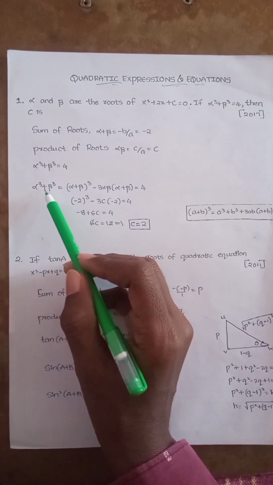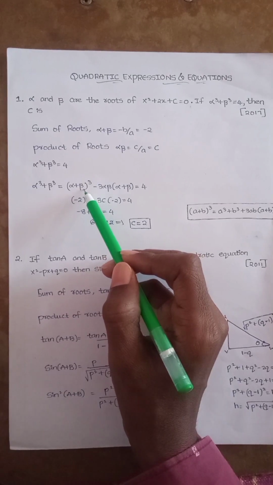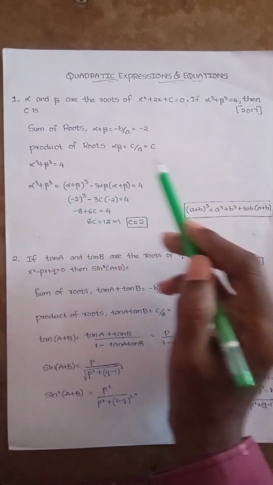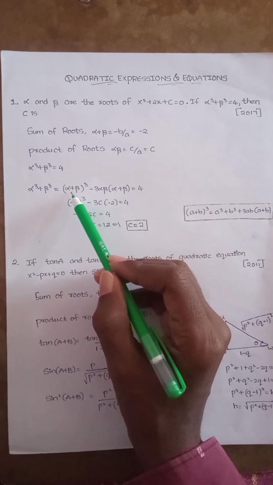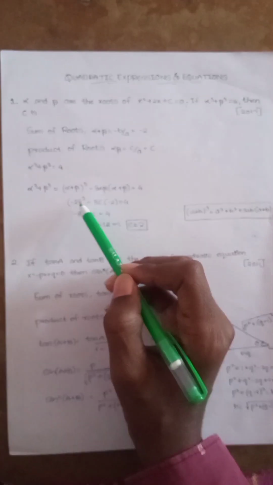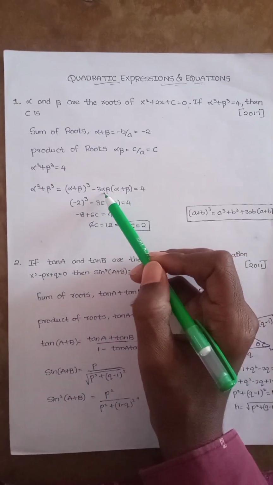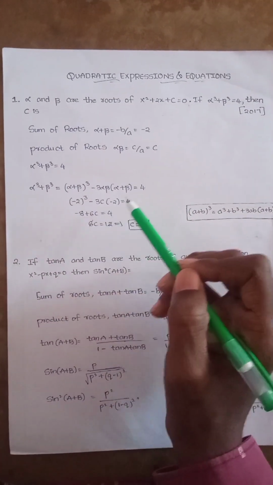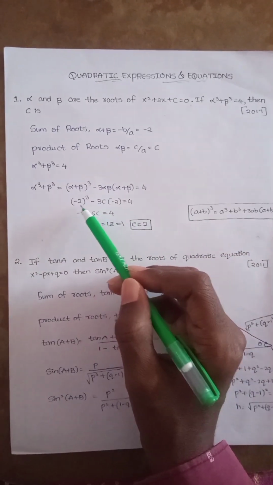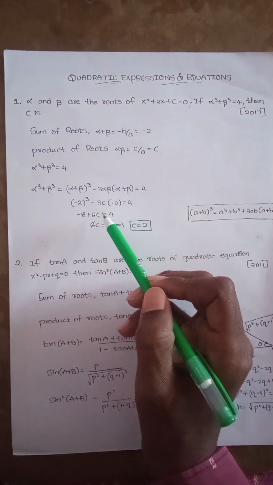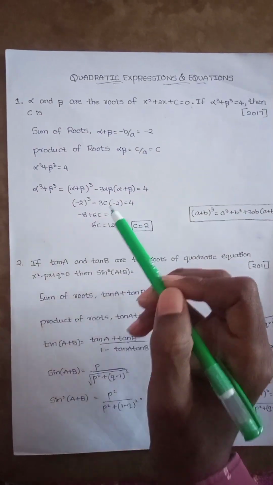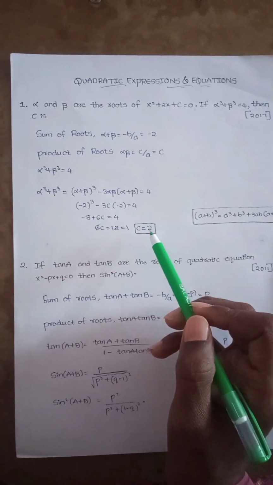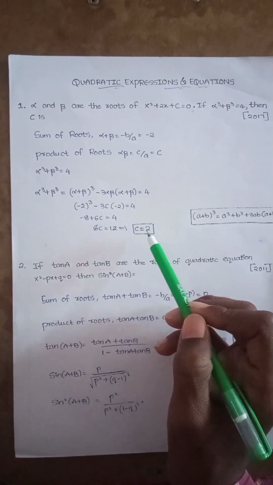And we know that alpha cube plus beta cube equals alpha plus beta whole cube minus 3 alpha beta into alpha plus beta, and given it equals 4. And alpha plus beta is minus 2, so substituting here, minus 2 whole cube minus 3 into alpha beta, that is c, into alpha plus beta, that is minus 2, equals 4. From this, minus 2 whole cube is minus 8, plus 3 into 2 is plus 6c, equals 4, that is 6c equals 12. Now 6 ones are 6, 6 twos are 12, that is c equals 2. This is the value of c that we need to find out, right?